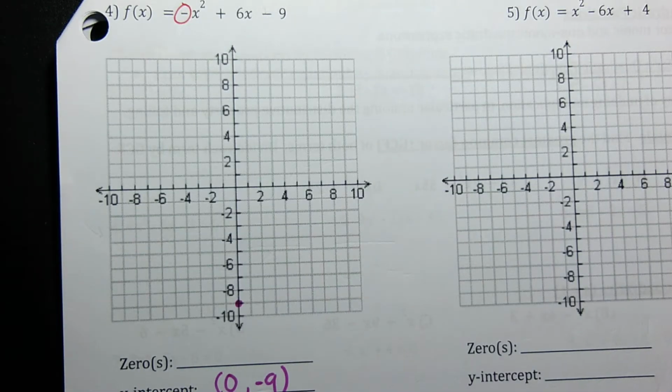Do we know where our zeros or our x-intercepts are at? Nope. Don't know where they're at yet. So what's our next feature that we can find?